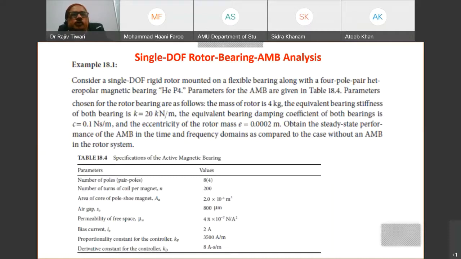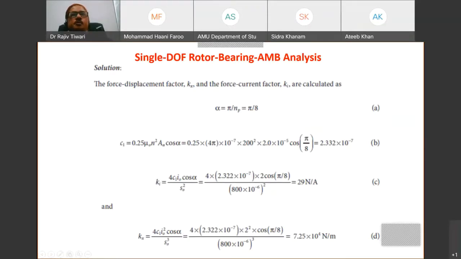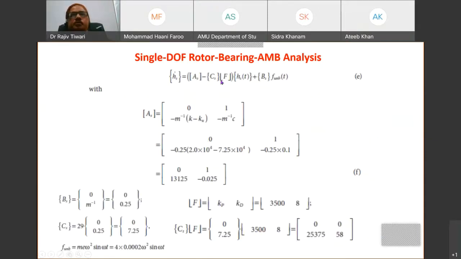The same single degree of freedom system is there, in which the conventional bearing properties, stiffness and damping, are given, and the unbalance of the rotor is given. Various magnetic bearing parameters are given, which will be used to obtain the displacement stiffness and the current stiffness. Like, the current stiffness is 29 Newton per ampere, and the displacement stiffness is this much Newton per meter. These can be used in our previous equations to get them in numerical form, and we can integrate this state space equation.